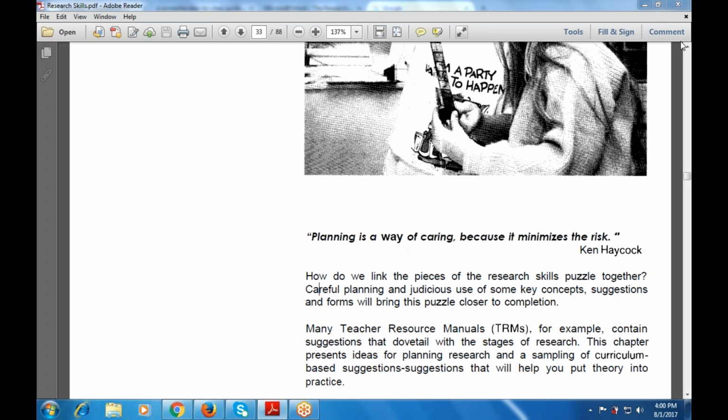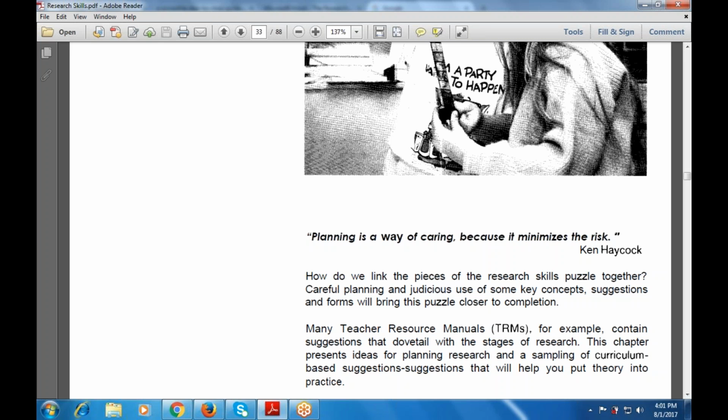So, planning is a way of caring because it minimizes the risk. Whenever we plan something in advance, at most of the times it minimizes the risk. This definition is given by Kane Haycock.